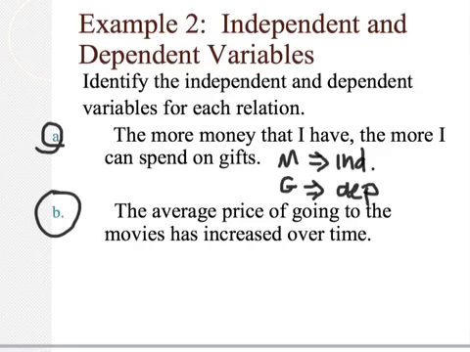The average price of going to the movies has increased over time. Determining the two variables is a little challenging here, but let's think about it. We're talking about the price of going to the movies, so let P be the price of going to the movies. And the other thing is time, so we'll do P and T. Now we have to figure out which one depends on which. Does the price depend on the time, or does the time depend on the price? When I say it like that, I think you realize that clearly the price depends on how much time has elapsed. So the independent variable is time here, and the dependent variable is the price.